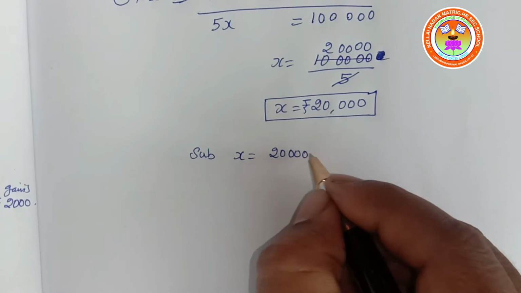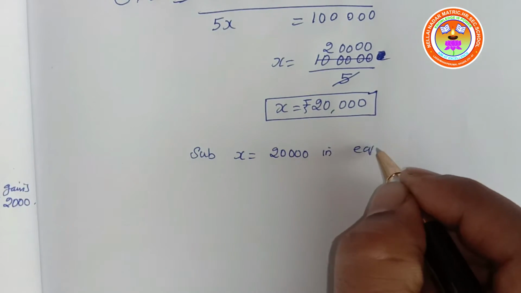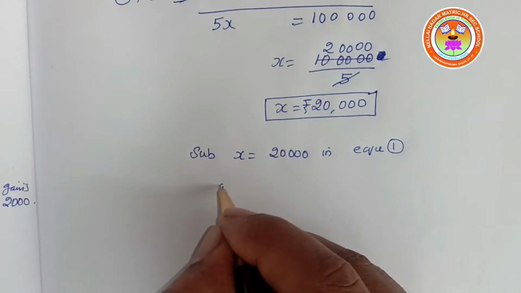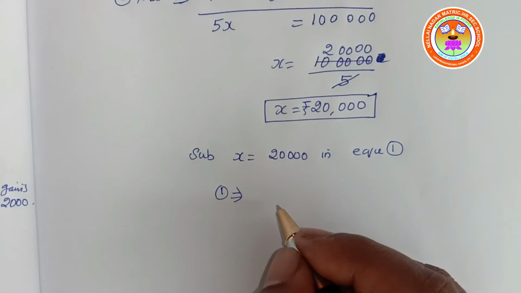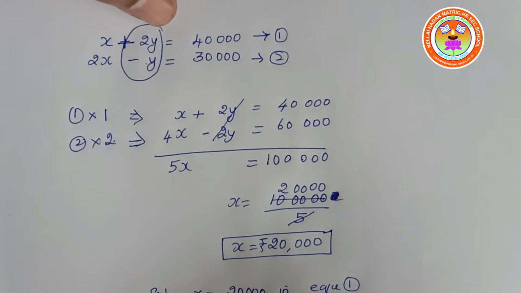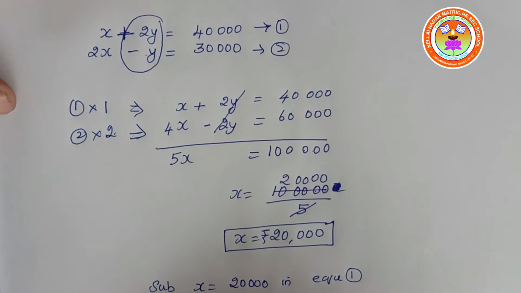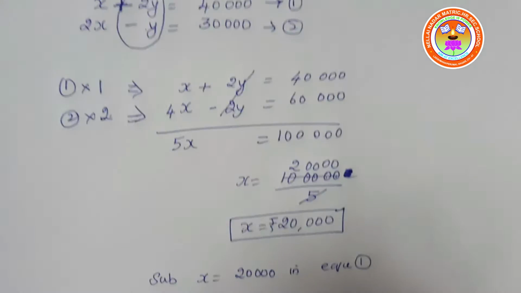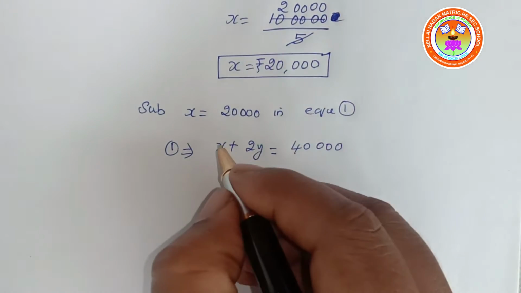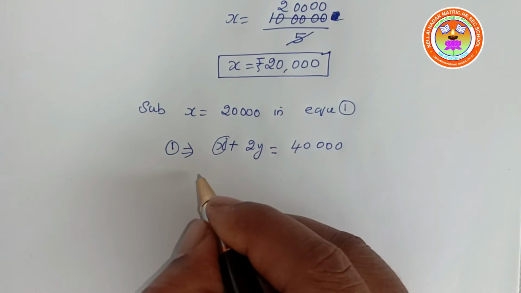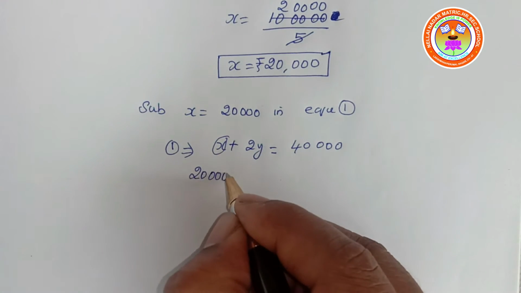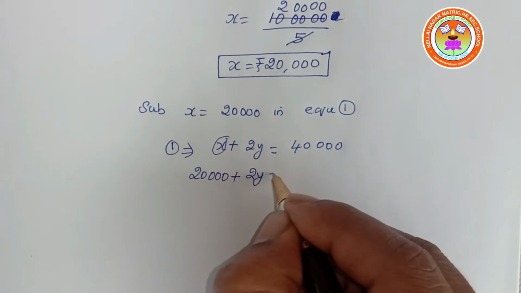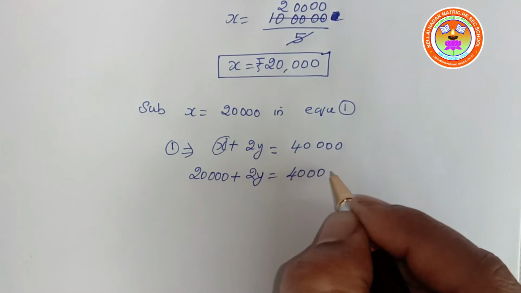Substitute x equal to 20,000 in equation 1. The first equation is x plus 2y equal to 40,000. It's clear, children? Now you are going to substitute the x value as 20,000: 20,000 plus 2y equal to 40,000.